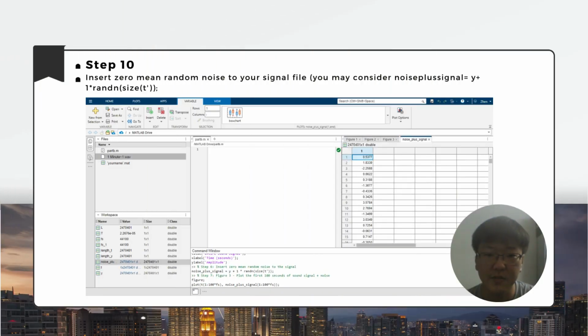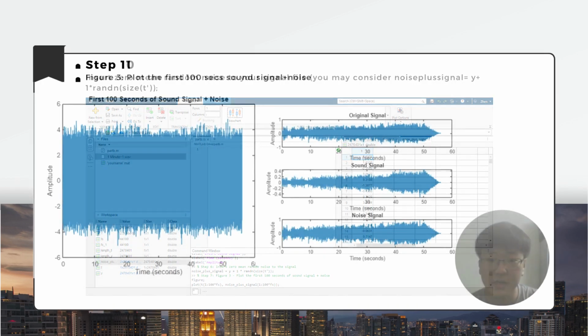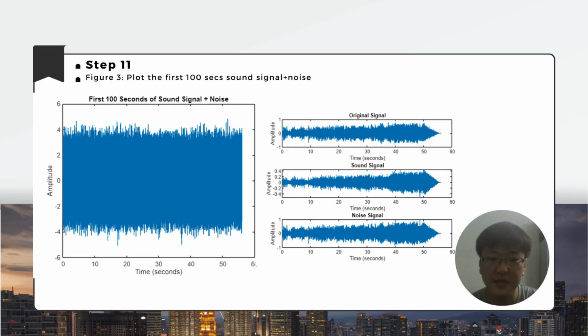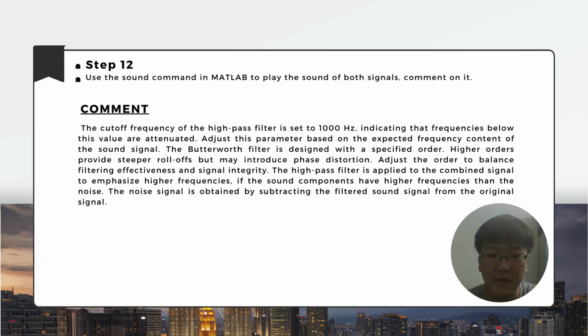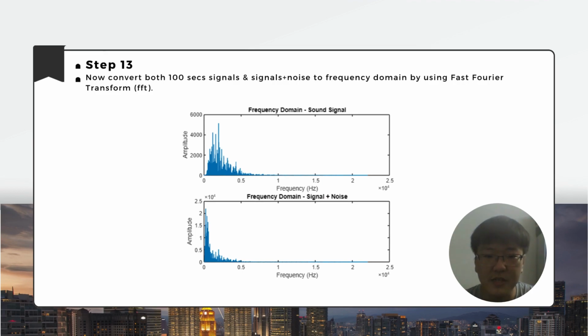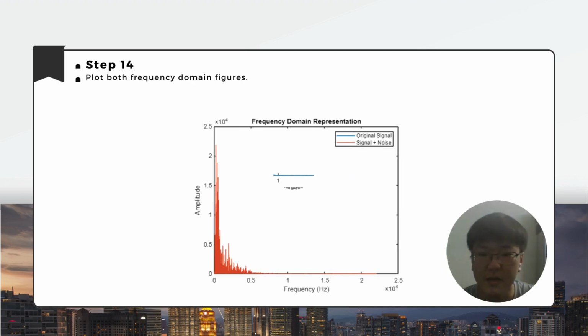Step 10. Zero mean random noise was inserted into the signal. Step 11. The graph of the first 100 seconds of the sound plus noise signal was plotted. Step 12. Sound commands in MATLAB were used to play both signals, and there are some of my comments about the signal. Step 13. Both the 100-second signal and the signal plus noise were converted into the frequency domain by fast Fourier transform. The final step, step 14, both frequency domain figures were plotted.